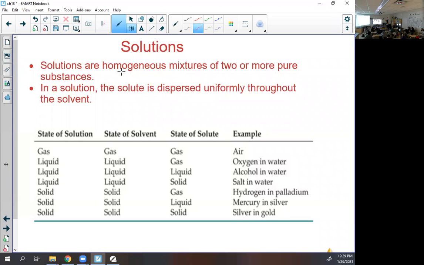All right, so solutions are homogeneous, however you want to say that. That's a word we learned in chapter 2, wasn't it? It means all the same. They're mixtures of two or more pure substances.